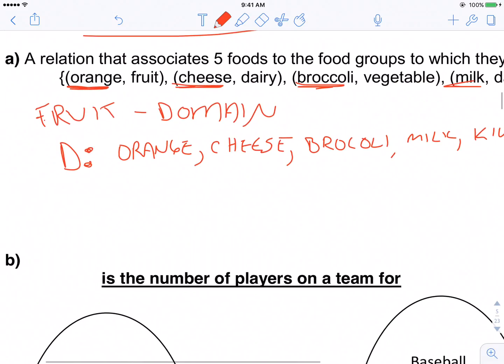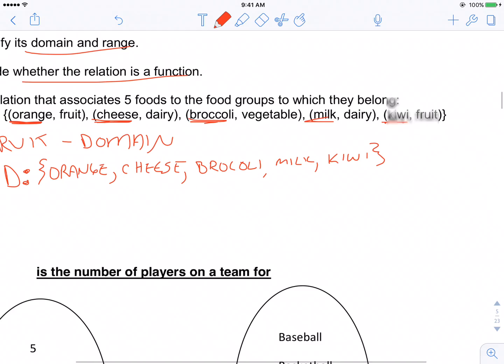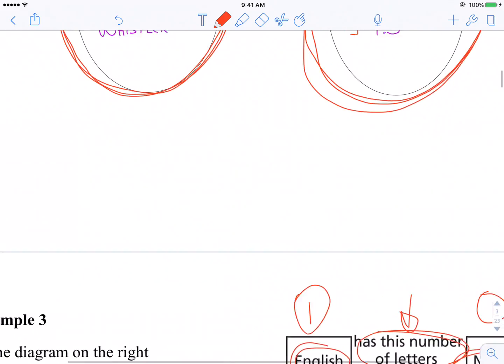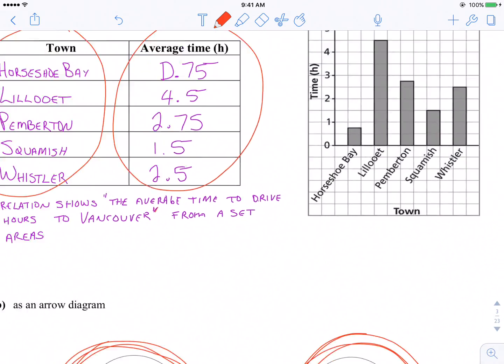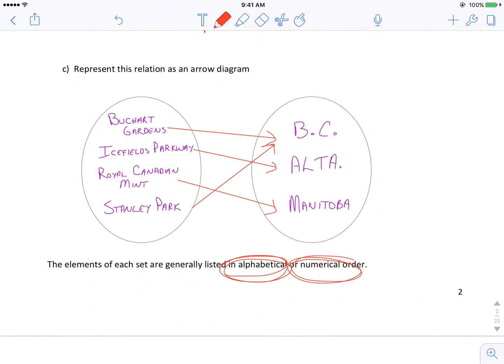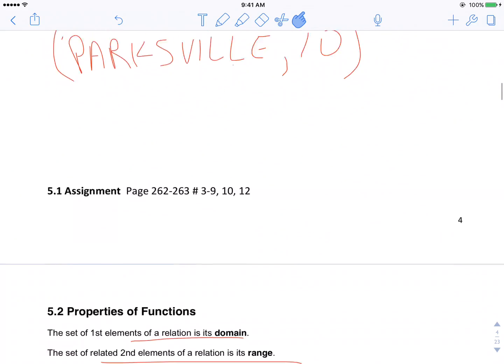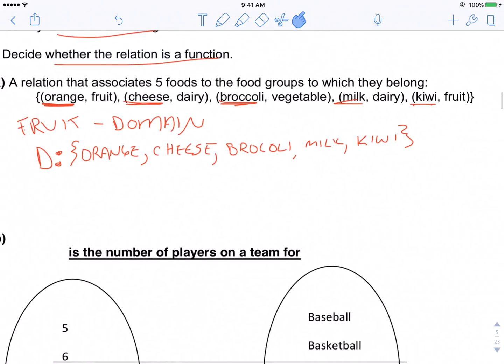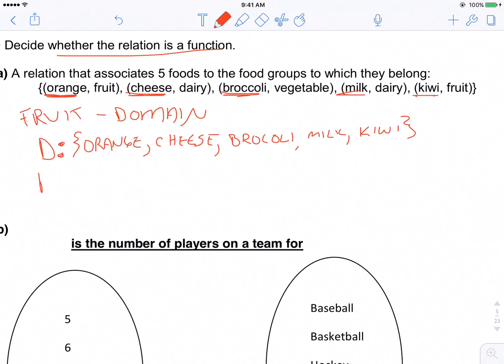Now, as I write this out, I've noticed one other thing: when we list out domain and range, we have to remember what we talked about way back, that when we list these things out, they have to be in alphabetical and or numerical order. So really, this listing of our domain values as orange, cheese, broccoli, milk, and kiwi is actually incorrect. It actually should be our domain is, that's supposed to be a bracket. That's a nasty looking bracket.